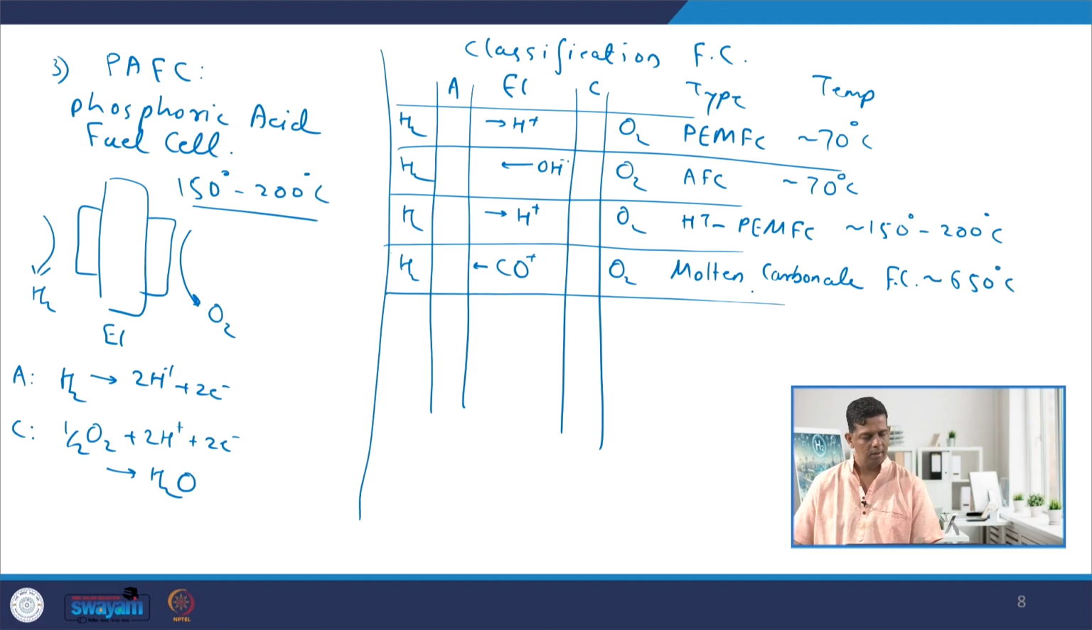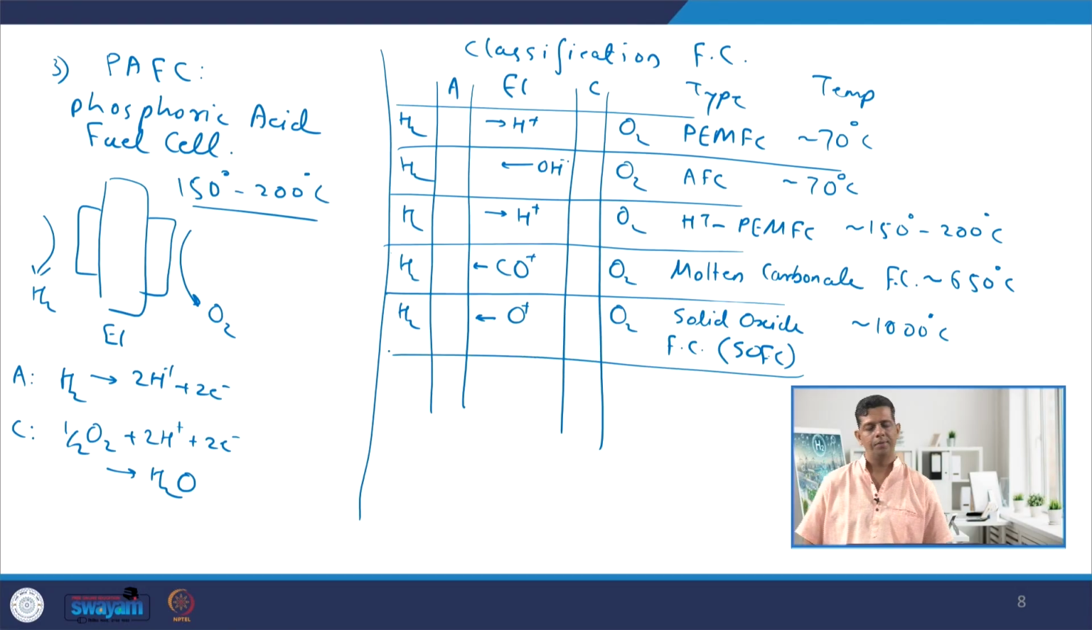And then we have the solid oxide fuel cell, wherein H2 is used, and here we have O2- going from cathode to anode. This is called the solid oxide fuel cell, which is also abbreviated as SOFC. Typically it operates around 1000 degrees Celsius. So, these are the classifications of fuel cells.